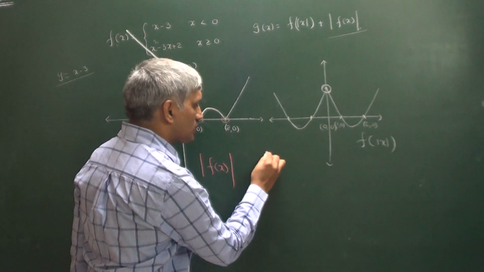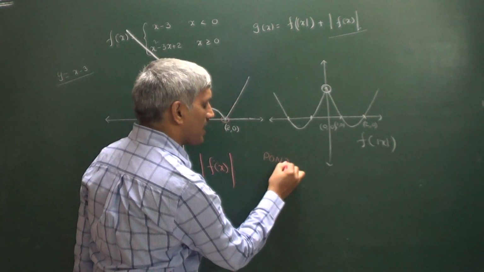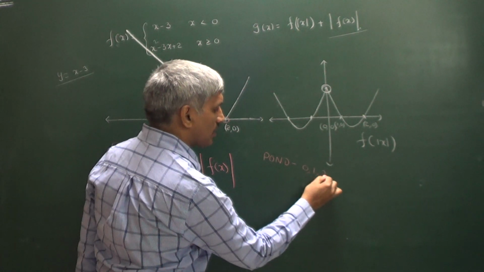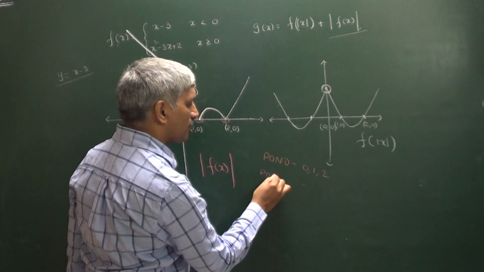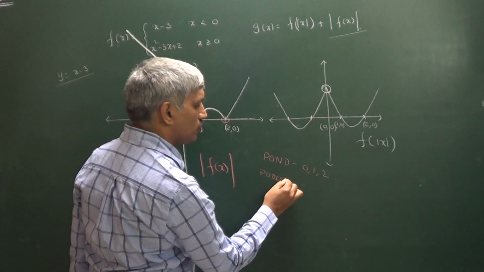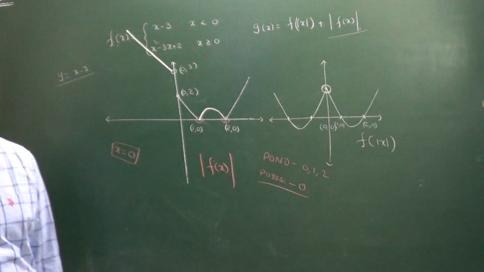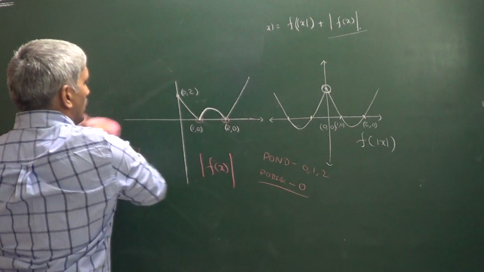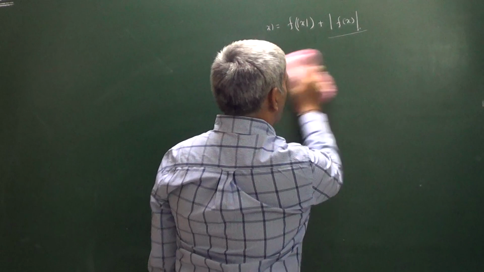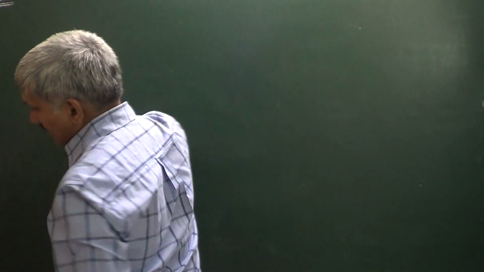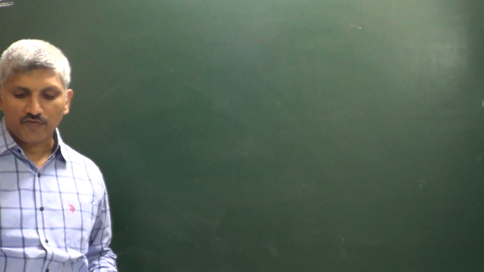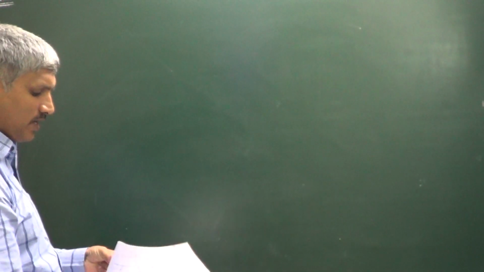That's why the points of non-differentiability are 0, 1, 2 and the point of discontinuity is only one point, that is x is equal to 0. So that is the beauty if you know the graphs of the functions, so that we can check easily whether the function is differentiable or not. Next we have another question here. So the question is given like this.